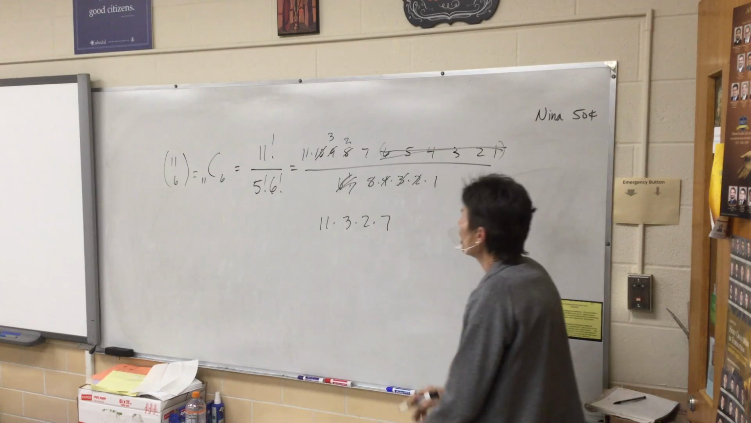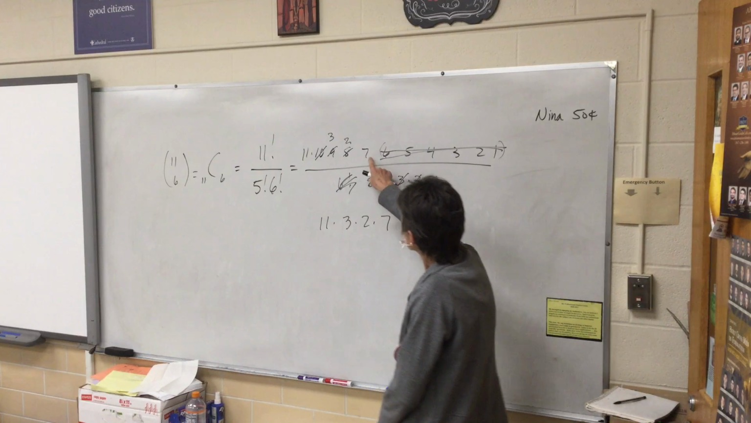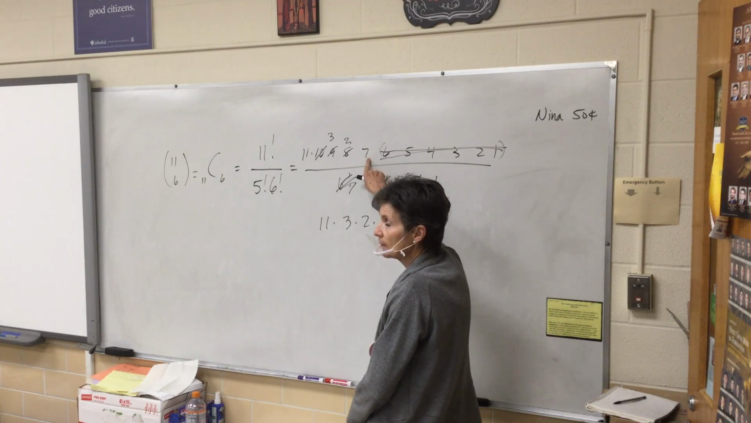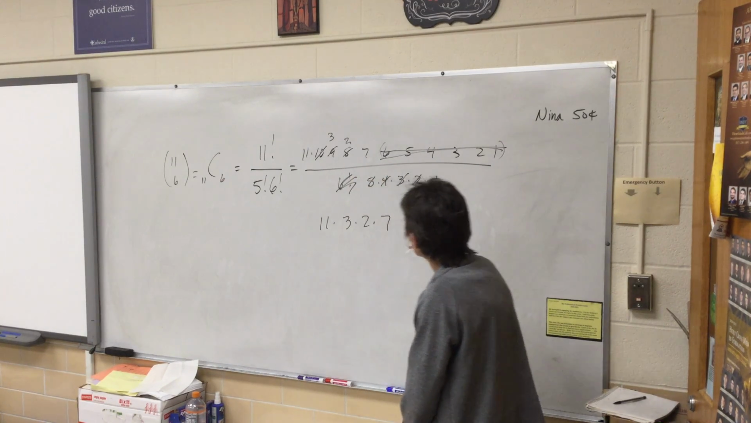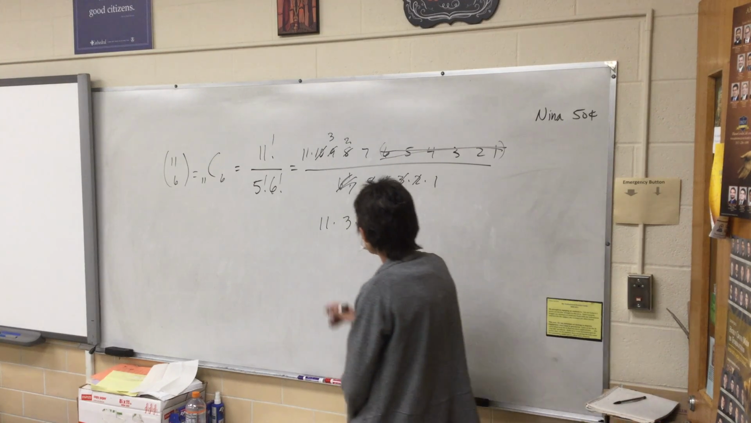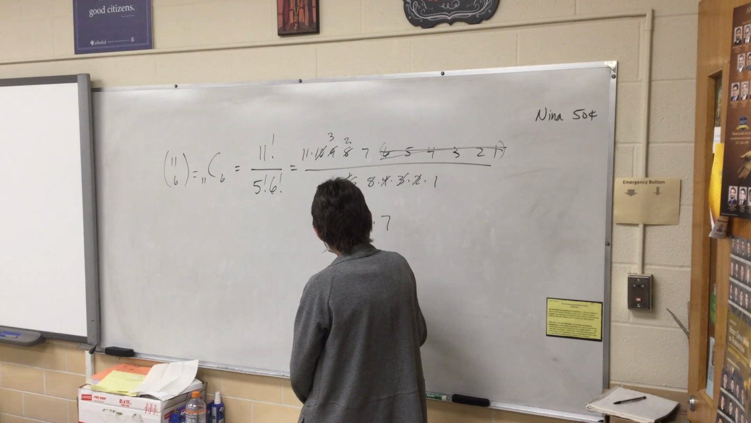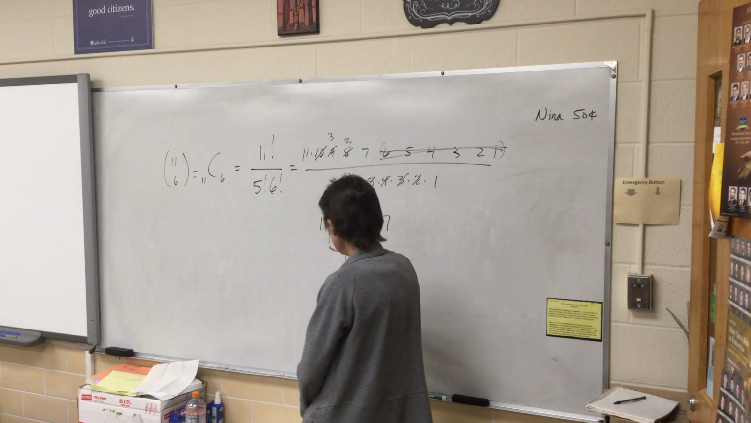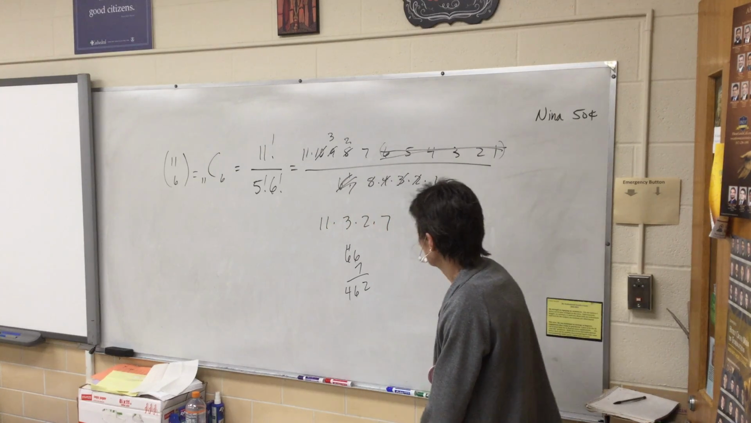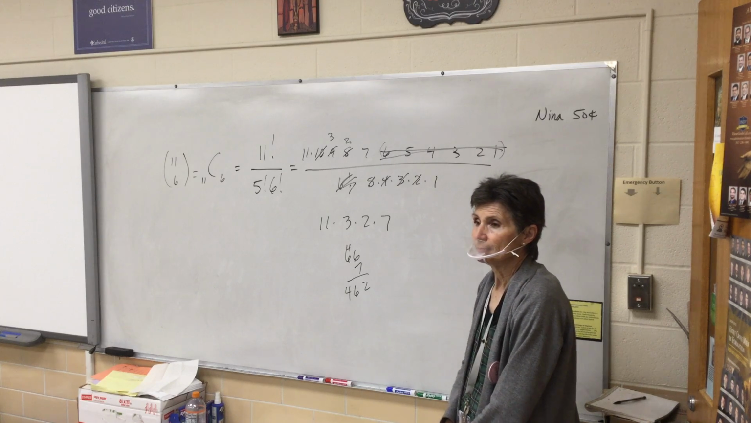Now this one's a little harder. This one's a little more arithmetic. So let's see, that's 66 times 7. 462? 462, is that what you said? Yep. That's your answer, 462.